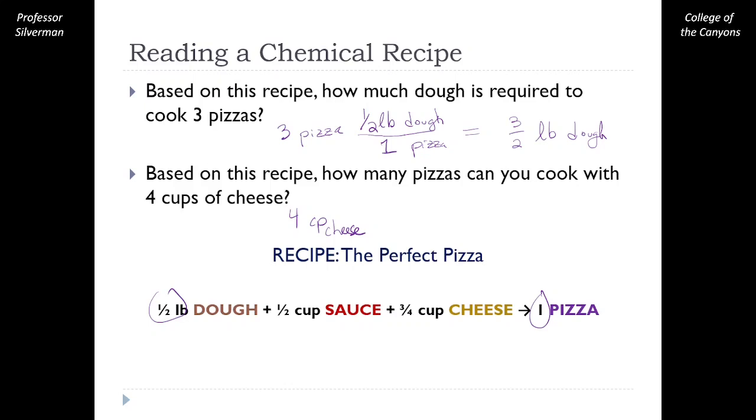The second example, if you have 4 cups of cheese, we can try to cancel out cups of cheese and end up with maybe pizzas. Again, we can look at our recipe. Every 1 pizza requires 3/4 of a cup of cheese. With this much cheese, we can make just over 5 pizzas.